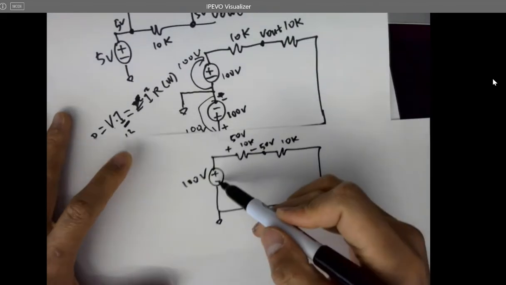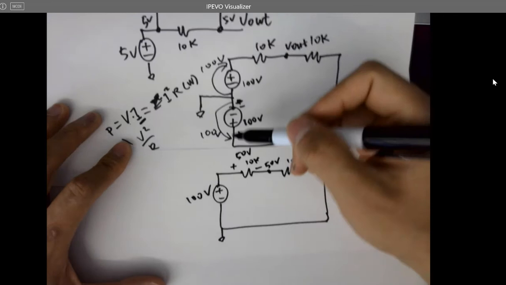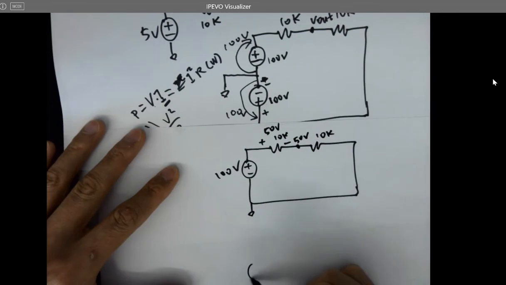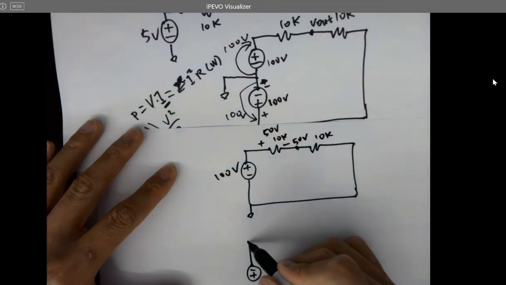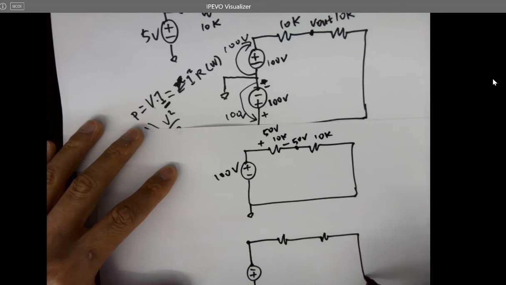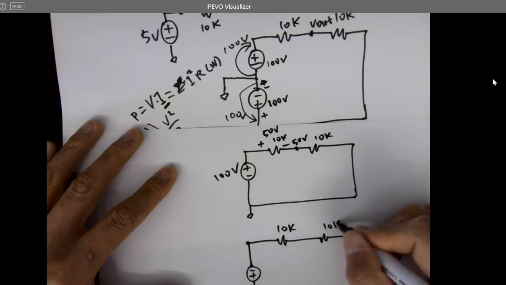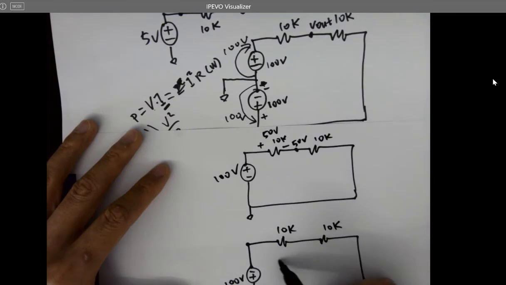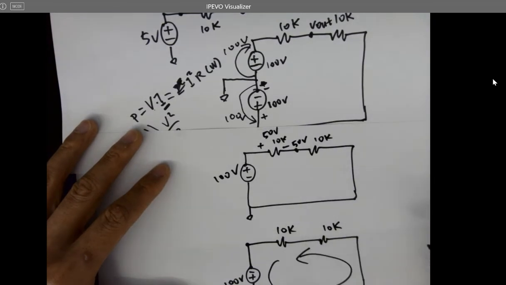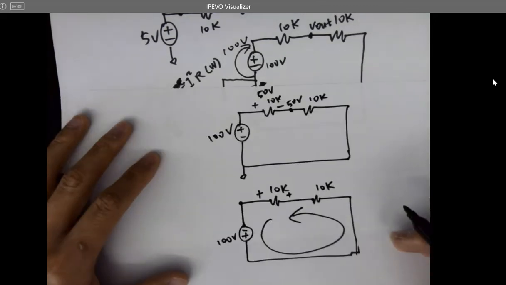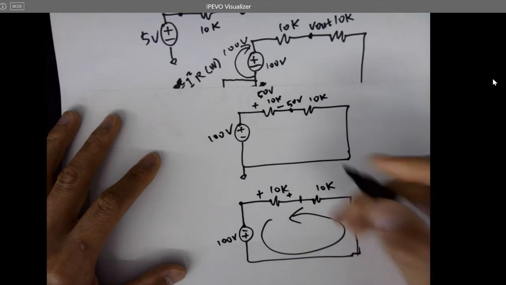If this one is not affecting the circuit, now we assume this is shorted and this one is effective, then the circuit looks like this. It's 10K, 10K, 100 volts. Current flows in that direction, so it's from right to left. It's still a voltage divider because it's 100 volts, so the middle is going to be 50 volts.